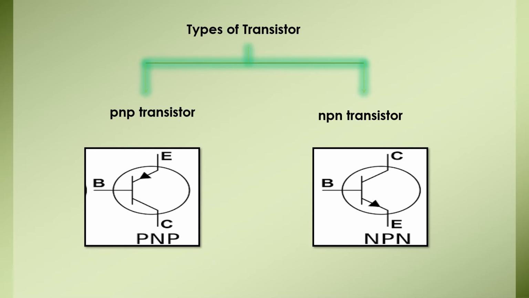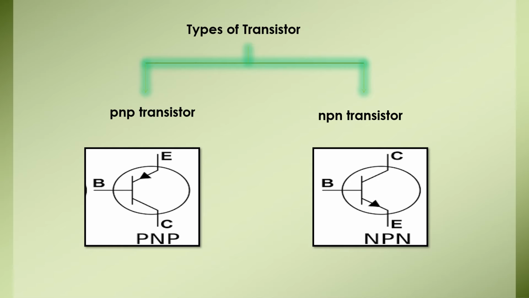When we draw an electronic circuit, instead of writing PNP transistor or NPN transistor, we use the symbol of that particular transistor. When we draw a PNP transistor, we draw this symbol. This is the symbol of the PNP transistor, and this is the symbol of the NPN transistor. Now the transistor has three terminals: first the emitter, second the base, and third the collector.